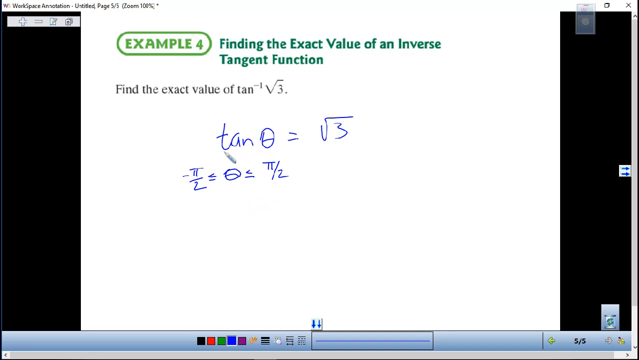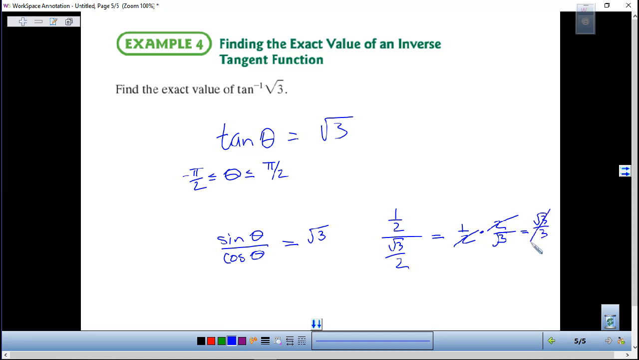Another way that you can go about finding out what angle we are is think about this. We know that sine theta over cosine theta must equal the square root of 3, because sine over cosine is tangent. So then you can go through your options. If sine theta is 1/2 and cosine theta is the square root of 3 over 2, what happens when I keep change flip here? I got 1/2 times 2 over square root of 3. Once you rationalize, that's the square root of 3 over 3. Not what I'm looking for.